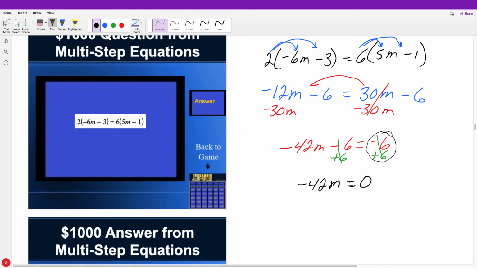And this is where some people are getting confused. They stop here and they're not sure what to do. And because something zeroed out, they're like, oh, this must be a special case. No, it is negative 42 times m. We still need to isolate that m.